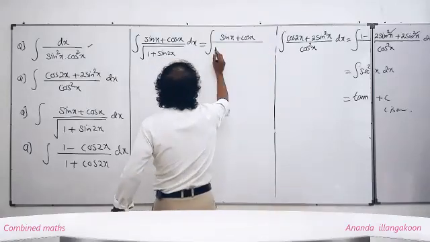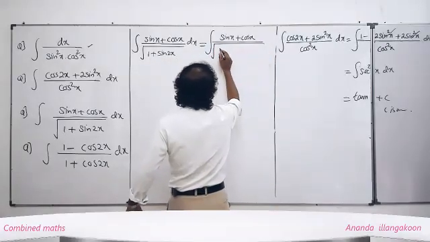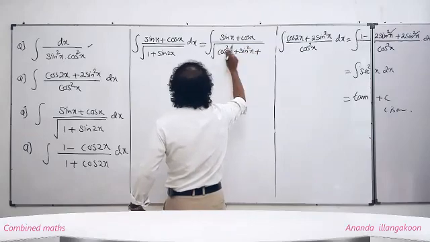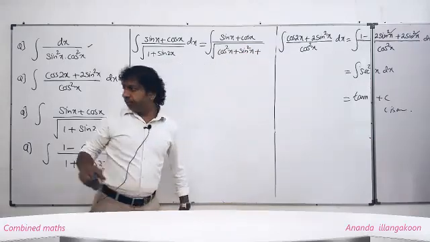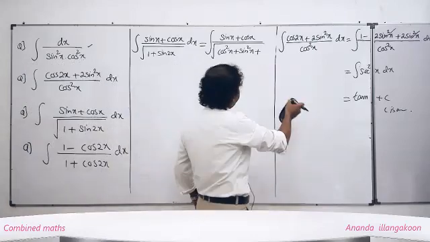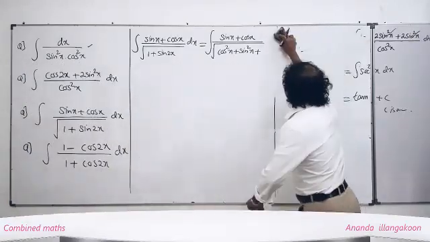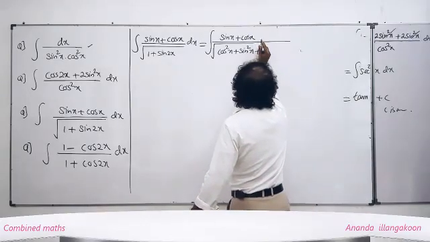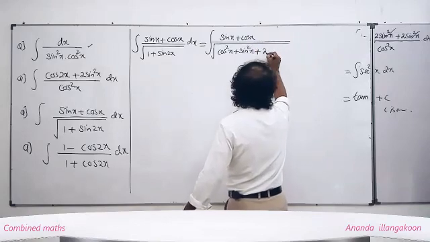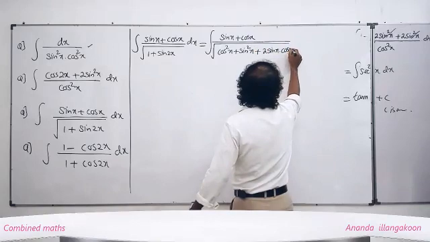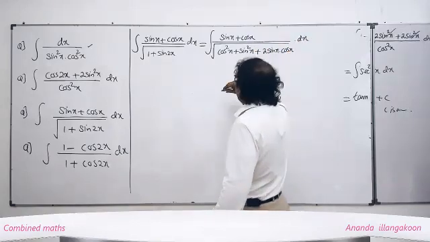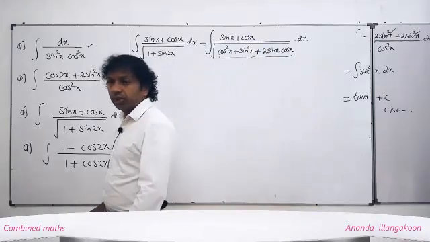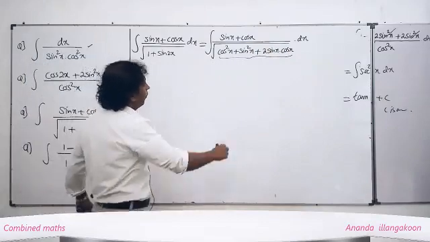This one within the root sign, people, I can write as cos squared x plus sin squared x, and this sin 2x I can write as 2 sin x cos x. Within this root sign, it is really the perfect square of cos x plus sin x, no?